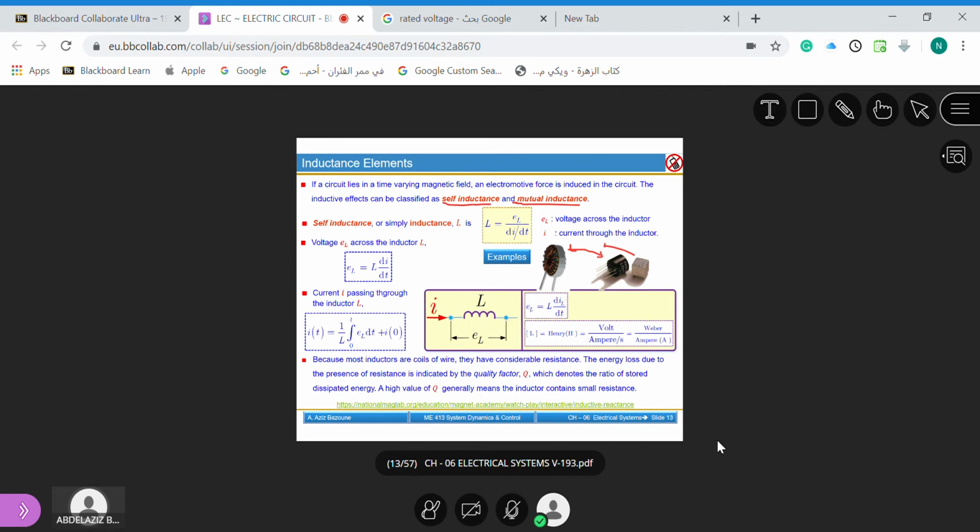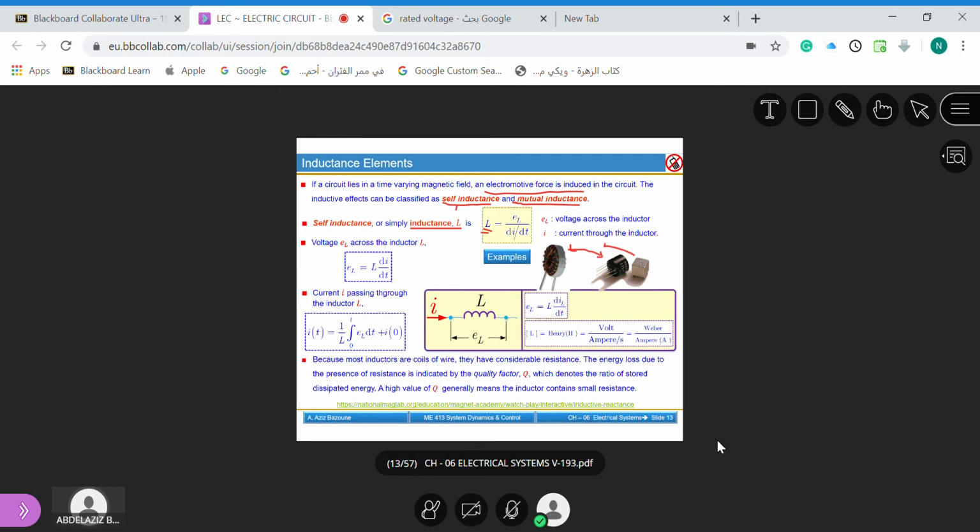If a circuit lies in a time-varying magnetic field, an electromotive force is induced. The inductive effects can be classified as either self-inductance or mutual inductance. The self-inductance, usually abbreviated by the symbol L, is written as EL over the rate of change of the current with respect to time.